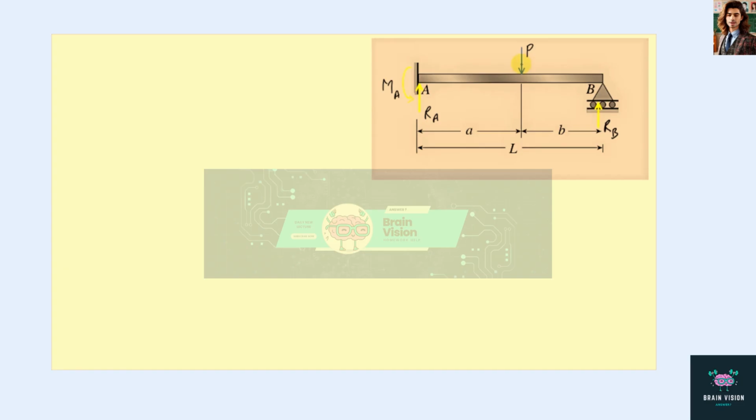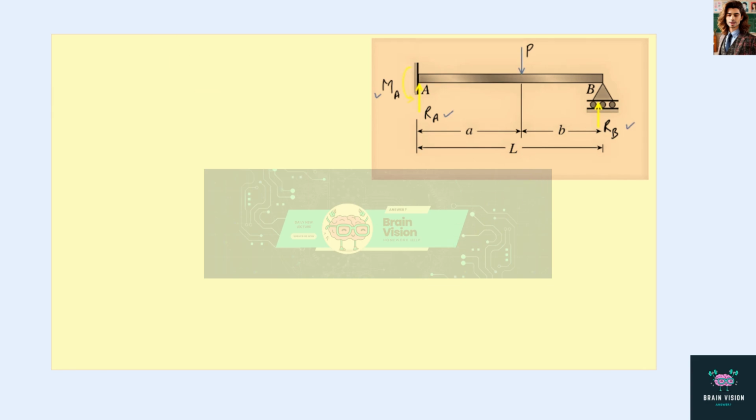We are given a propped cantilever beam of length L and a concentrated load of magnitude P acting at a distance of small a from the fixed support. We have to calculate the reactions RA, RB and MA, that is a moment acting at point A for the given beam. We also have to draw the SFD and BMD, and label the critical ordinates.